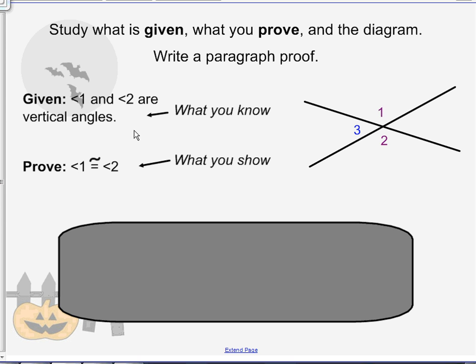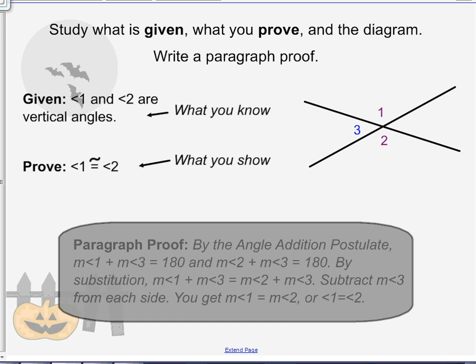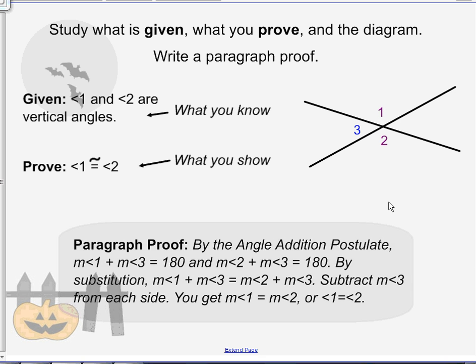Right away you know, okay, we're working with vertical angles, okay? And the vertical angles are angle 1 and angle 2, okay? Now, knowing the definition of vertical angles, we could probably safely assume that angle 1 is congruent to angle 2, but we need to prove that correct, okay? And it's going to seem very roundabout, but I promise it'll make more sense as we go, okay? So the first thing is I'm just going to show you what the answer to this particular paragraph proof would look like.